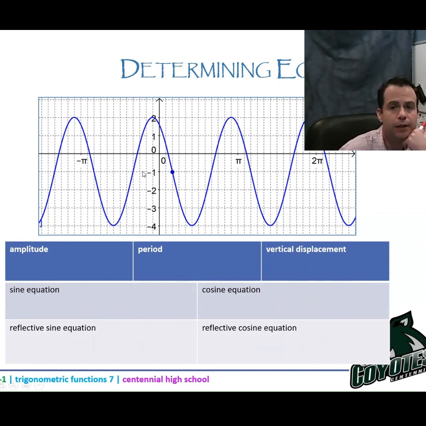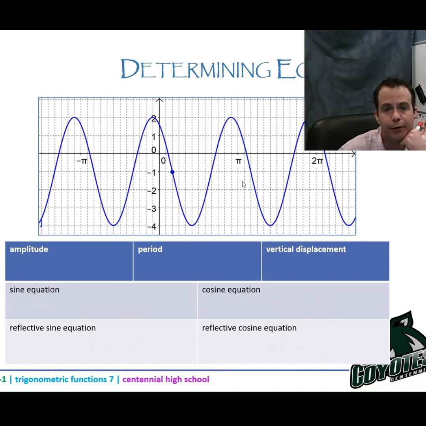From there, if you can see my mouse here for a sec, I'm going to count up 1, 2, 3 to get to the maximum. And if I went back to -1, I'd go down 1, 2, 3 to get to the minimum. So I know that my amplitude is going to be 3. Then I have to deal with the period.